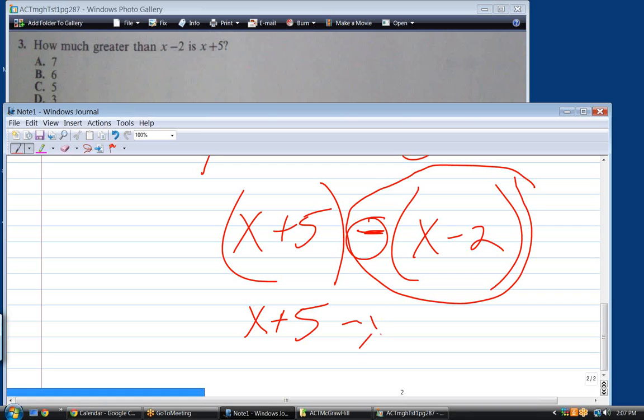Minus x plus 2, exactly. And now if you simplify that, you get 7. So x plus 5 is 7 greater than x minus 2.